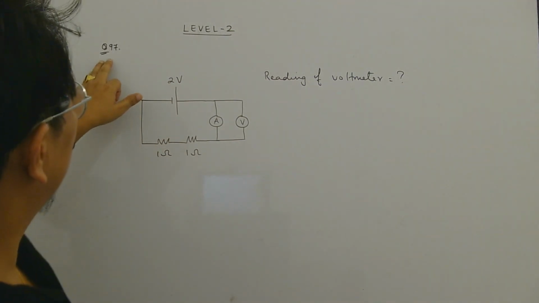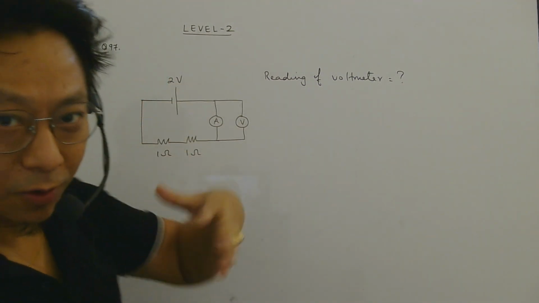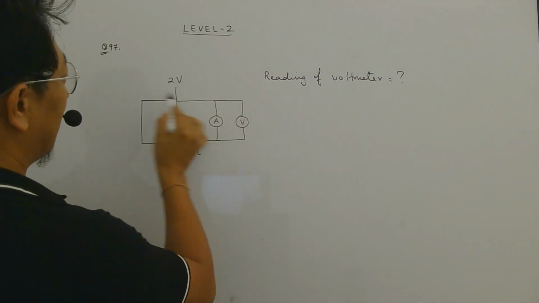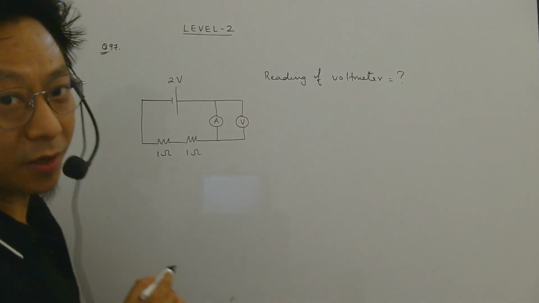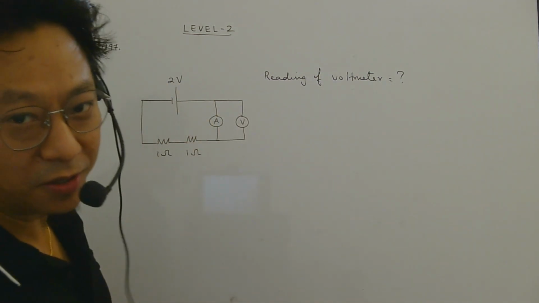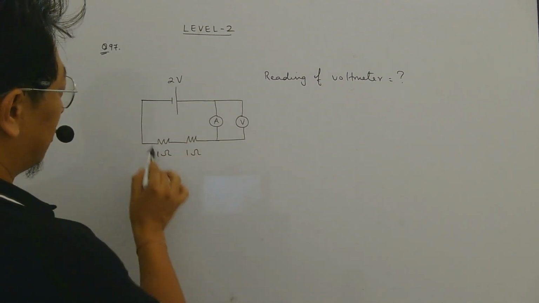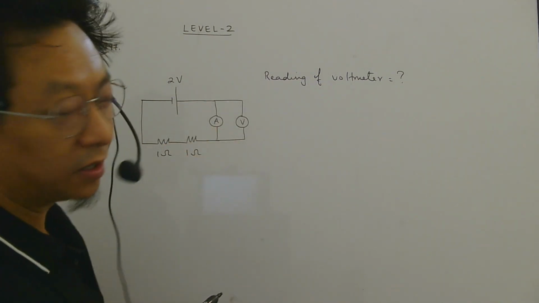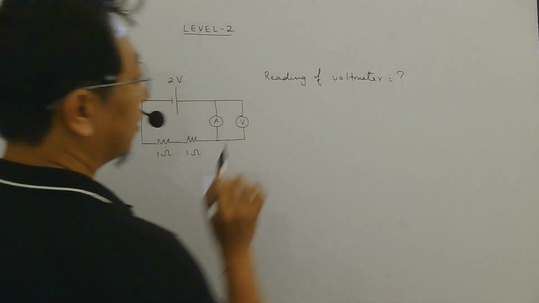So the question number 97 in level 2 in our material. So this question is given, right? This is a battery of EMF 2 volt. No internal resistance is mentioned. Here two resistors, 1 ohm and 1 ohm, are mentioned. Here is an ammeter, here is a voltmeter. You have to find the reading of the voltmeter.